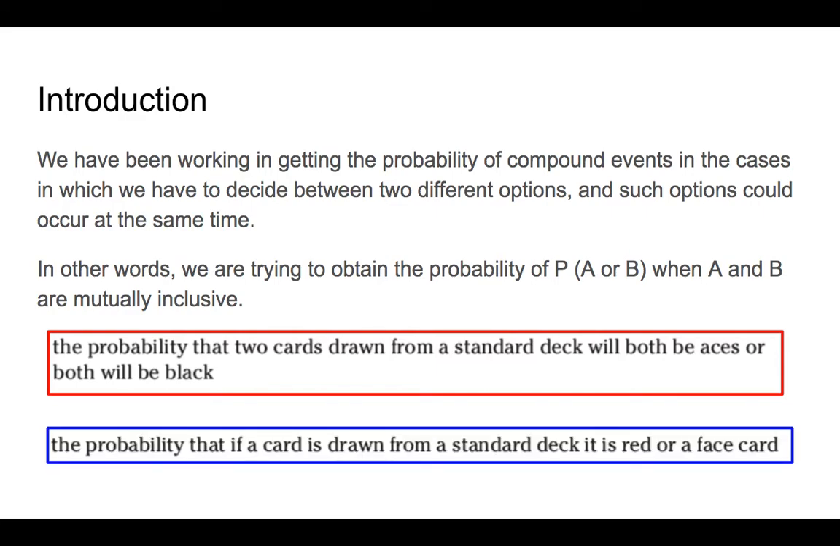What's the probability that if a card is drawn from a standard deck, it is red or a face card? Again, you have two defining characteristics, two events, the card being red, the card being a face card, but both can happen at the same time. You can have a face card that is red.